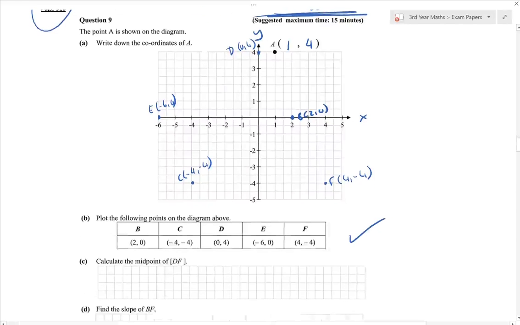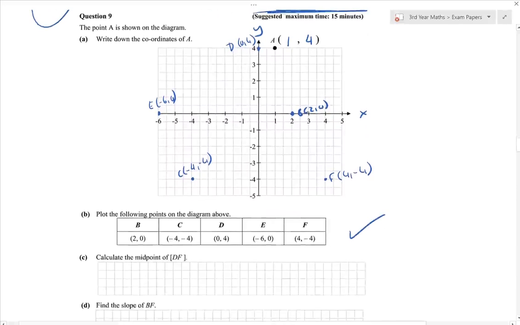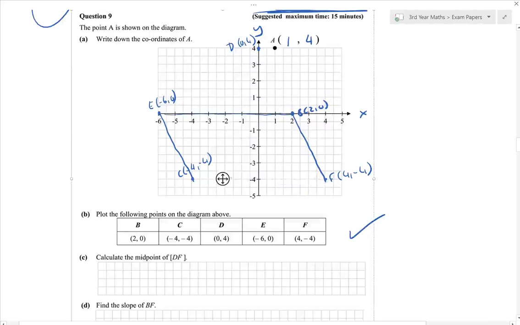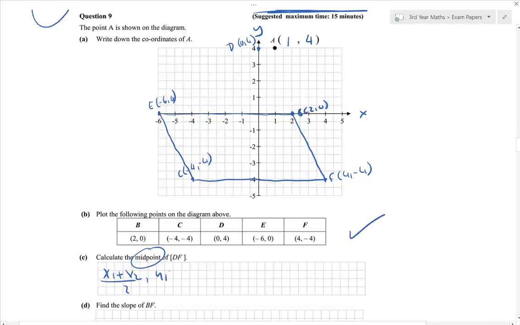The next thing it says is calculate the midpoint of DF. Okay, now it asked you to plot the points. It didn't ask you to actually join them up as of yet, but you can join up these ones. Put that one out here. Draw it across. Okay. Now it says calculate the midpoint. Again, like I've said multiple times, write down the formula immediately. Okay, so calculate the midpoint of DF.